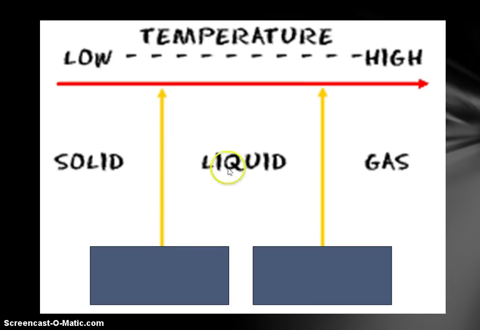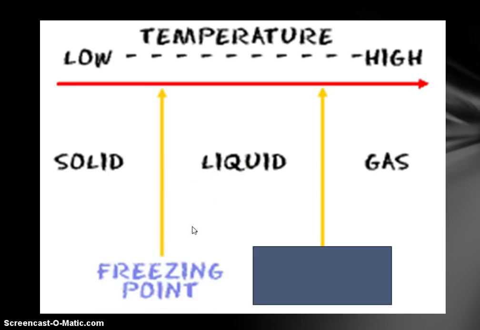Now there's a specific temperature along this whole continuum where each individual kind of matter will turn from a solid to a liquid. And that temperature is called the freezing point or the melting point. Depending on if you are going from a solid to a liquid, then that's the melting point. If you're going from a liquid to a solid, it's the freezing point.